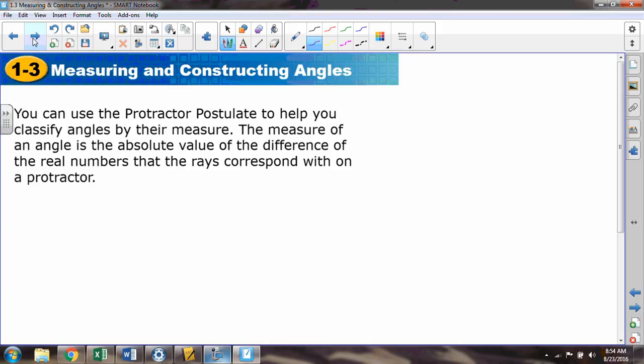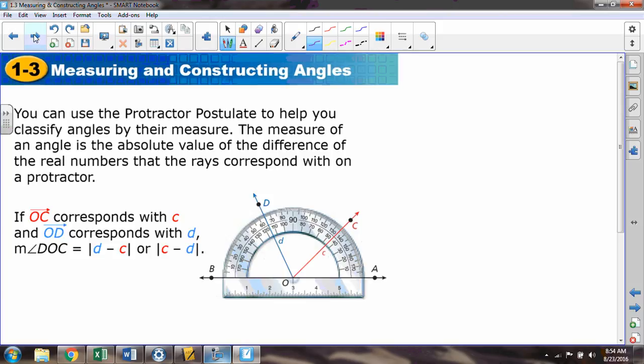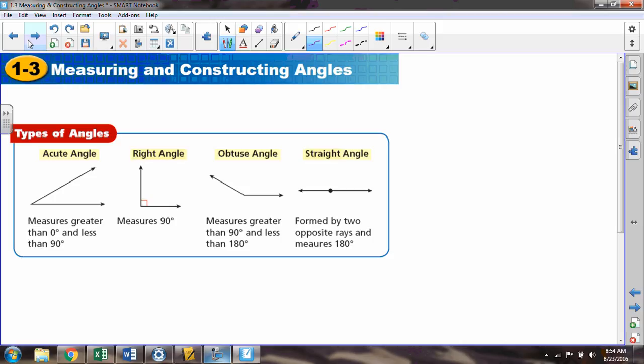Since we can use the protractor postulate to measure the size of an angle, we can instantly start classifying them. And admittedly, I'm going to run through this very quickly because this is something I'm sure you've seen, you've worked with it before, and you've already got skills measuring with a protractor. So here we go. Types of angles.